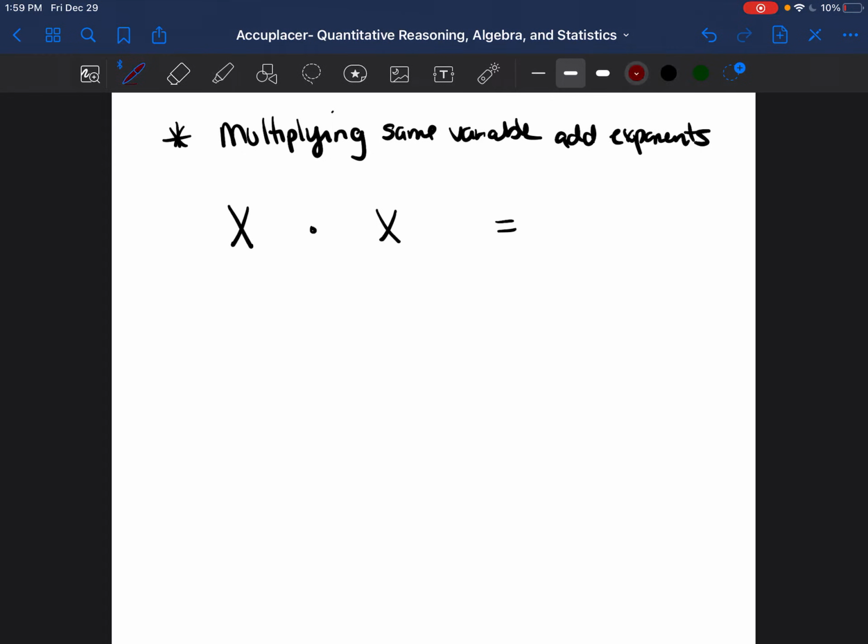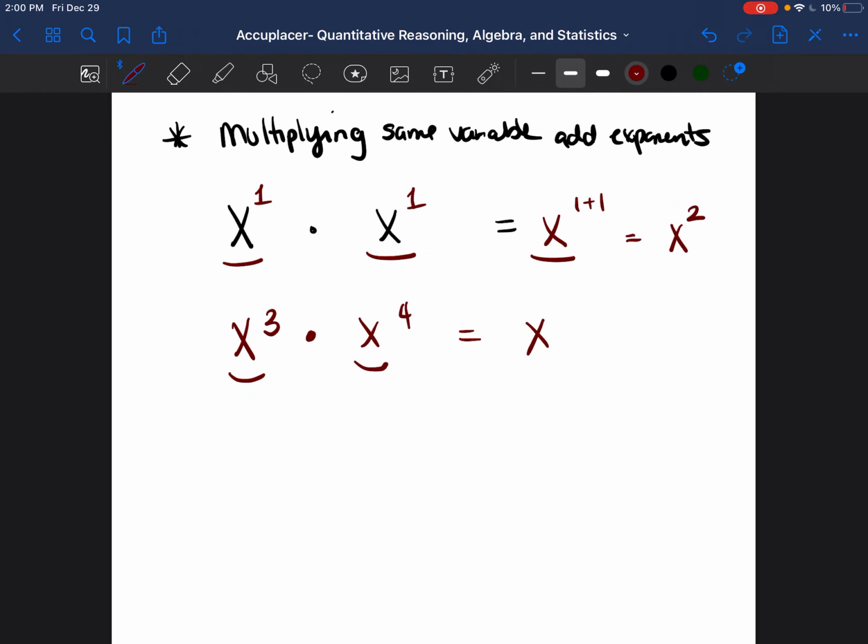So what are the exponents? When nothing is here, it's always to the first power. So these are the same to the same power. So our answer is also going to be the same to the same power. And now you just add the exponents. 1 plus 1, X to the second power. Okay, X to the third power times X to the fourth power. Because you're multiplying and they have the same base, you just add 3 plus 4, and it'll be X to the seventh power. What about Y squared times Y to the fifth?